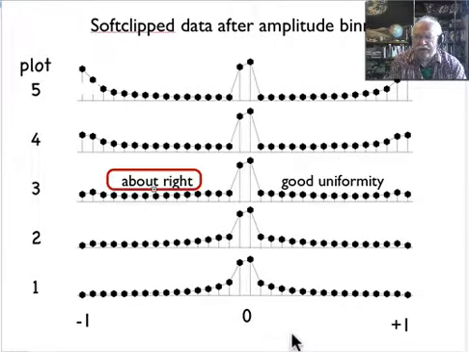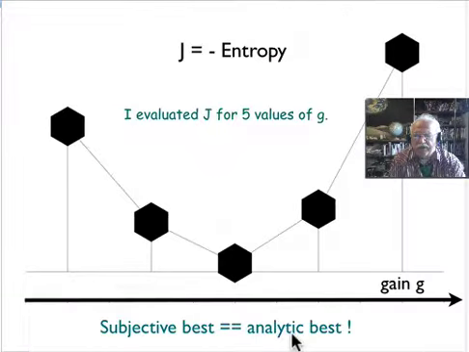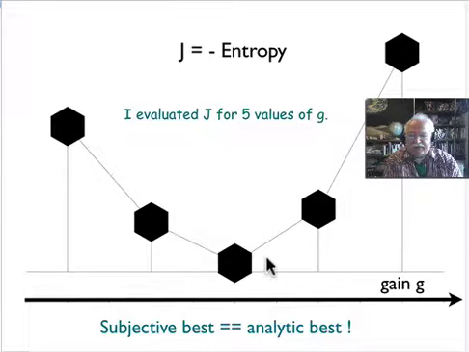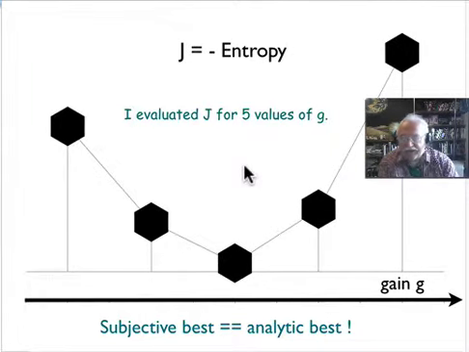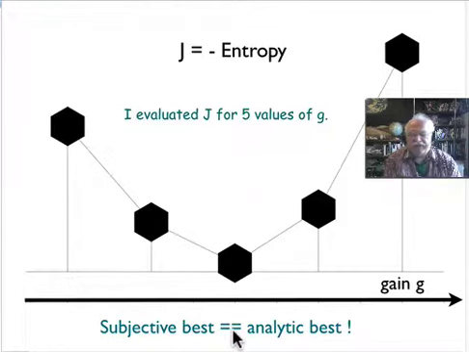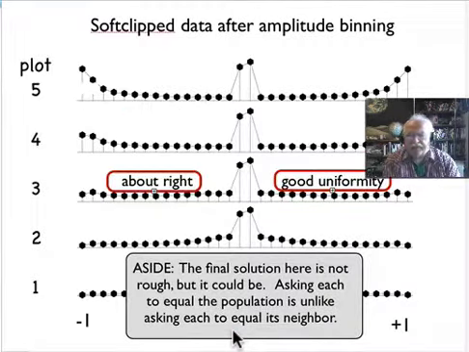Okay, so here we have the about right solution, and here is the entropy. I simply evaluated that J value for the 5 plots we've shown. It was kind of subjective, just really where you were on here. Some of you might have ended up back here, I don't know. So 5 values is enough. And it's really nice, the conclusion here, that the subjective best value, at least my subjective best, was also equal to the analytic best. So that's the thing.